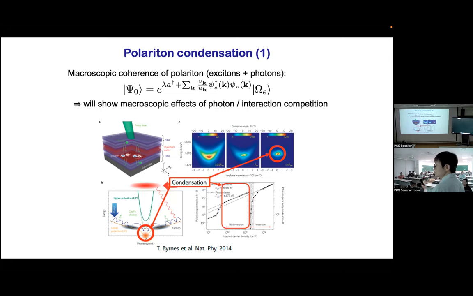So in some sense, depending on the relative strength of the electron-photon coupling and the Coulomb interaction, we want to work out what kind of lambda and U over V we are going to obtain for this ground state wave function.